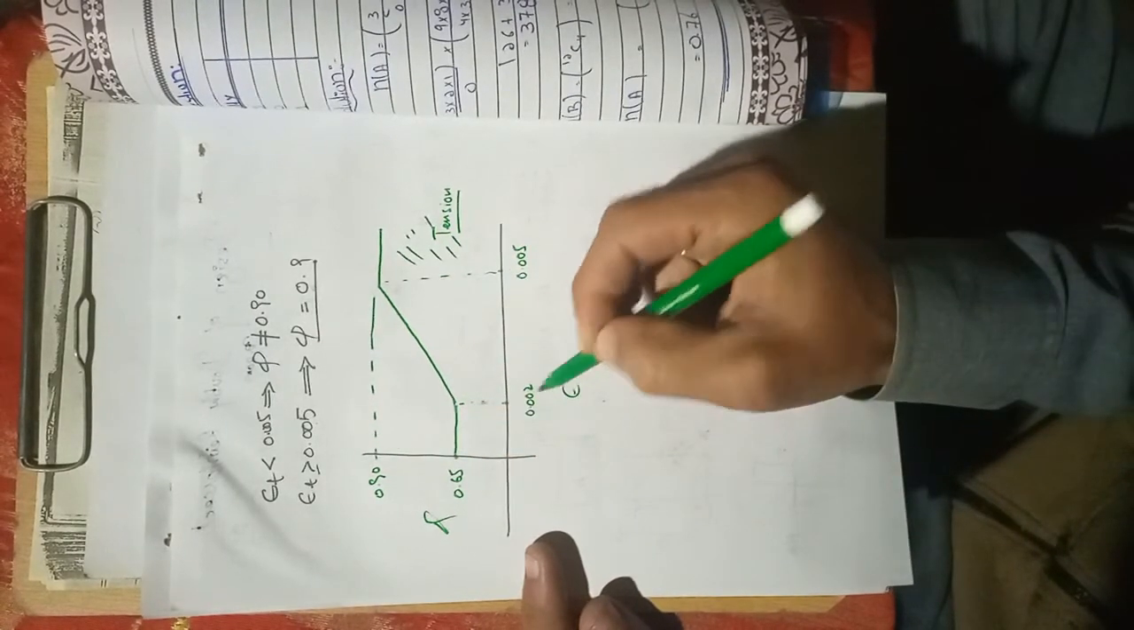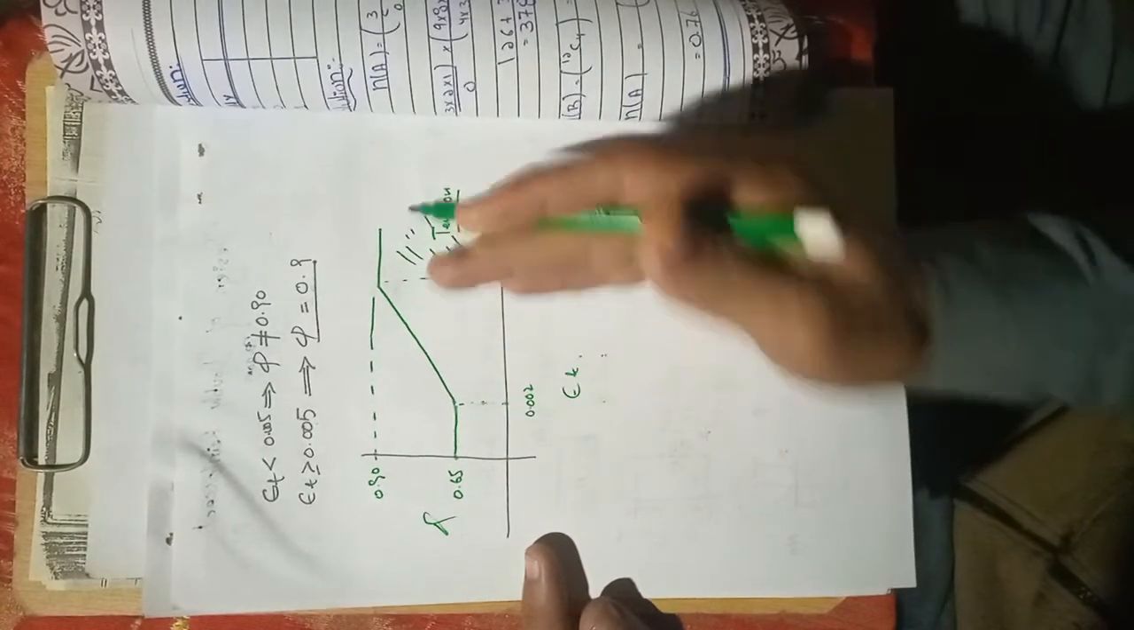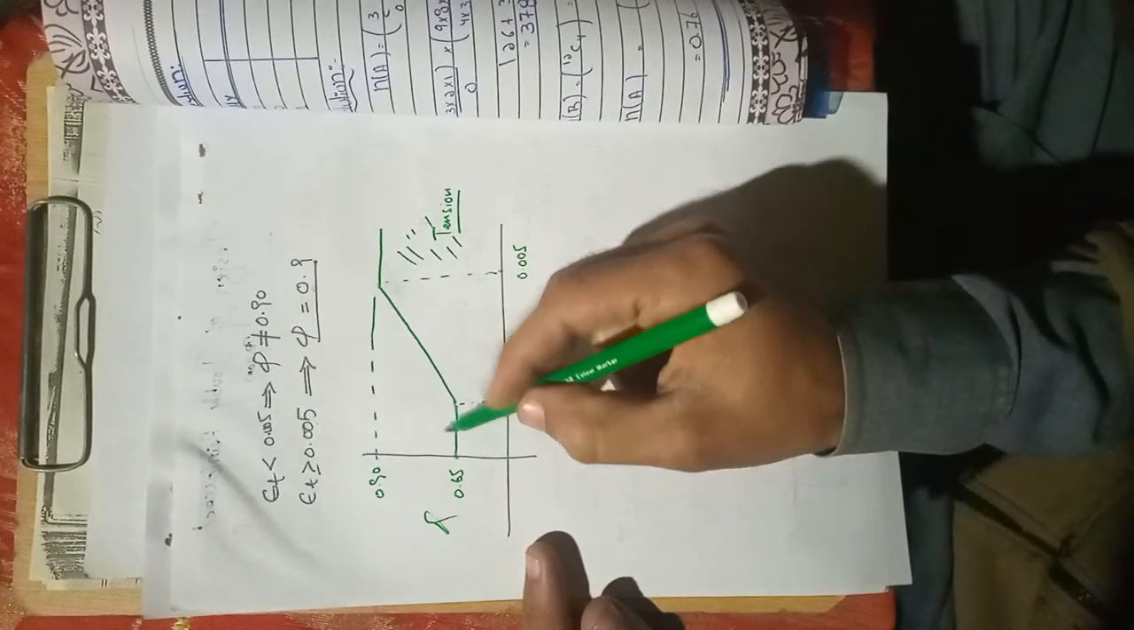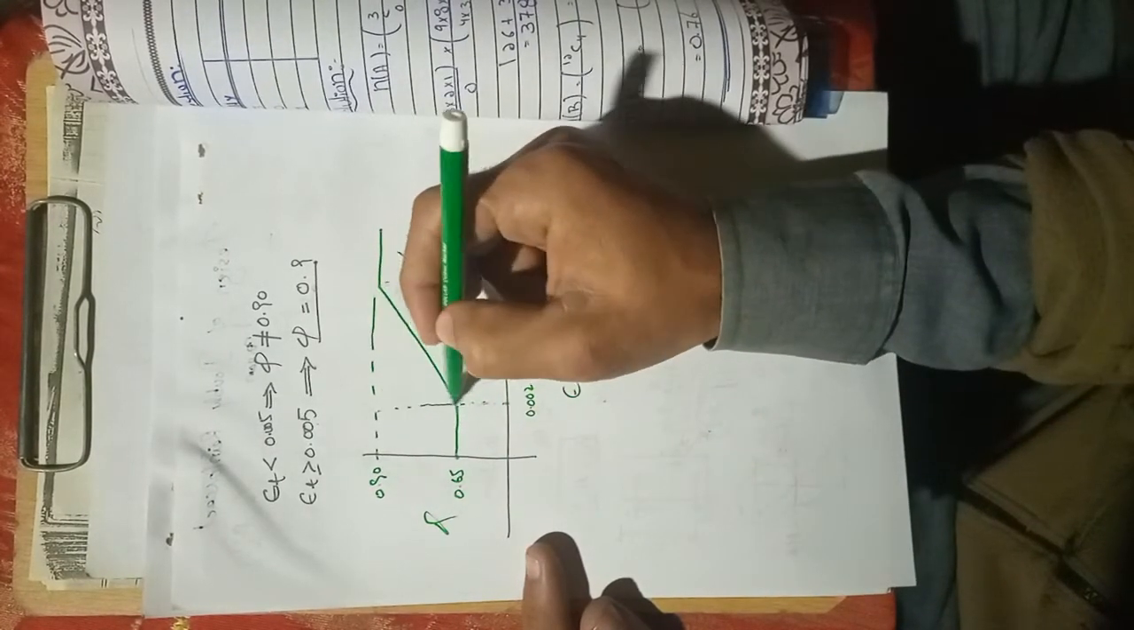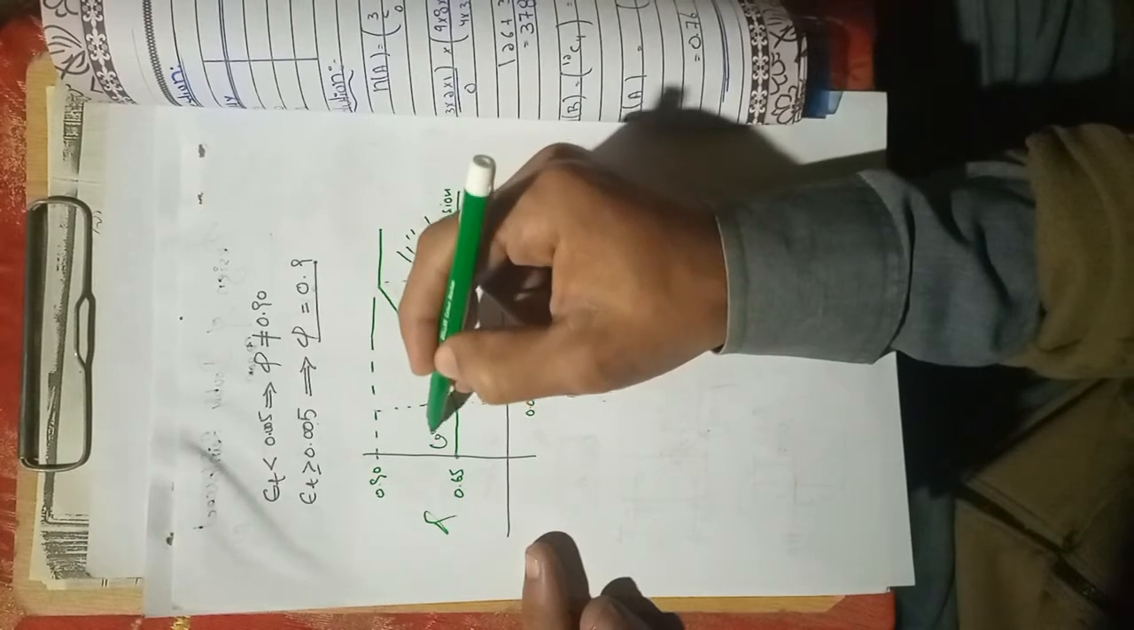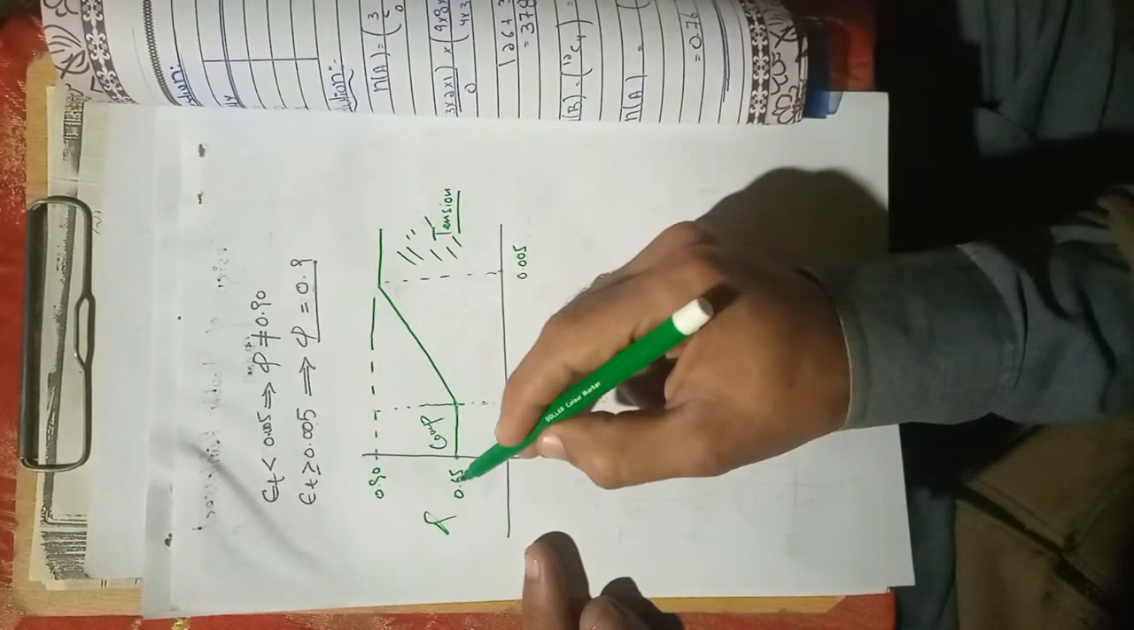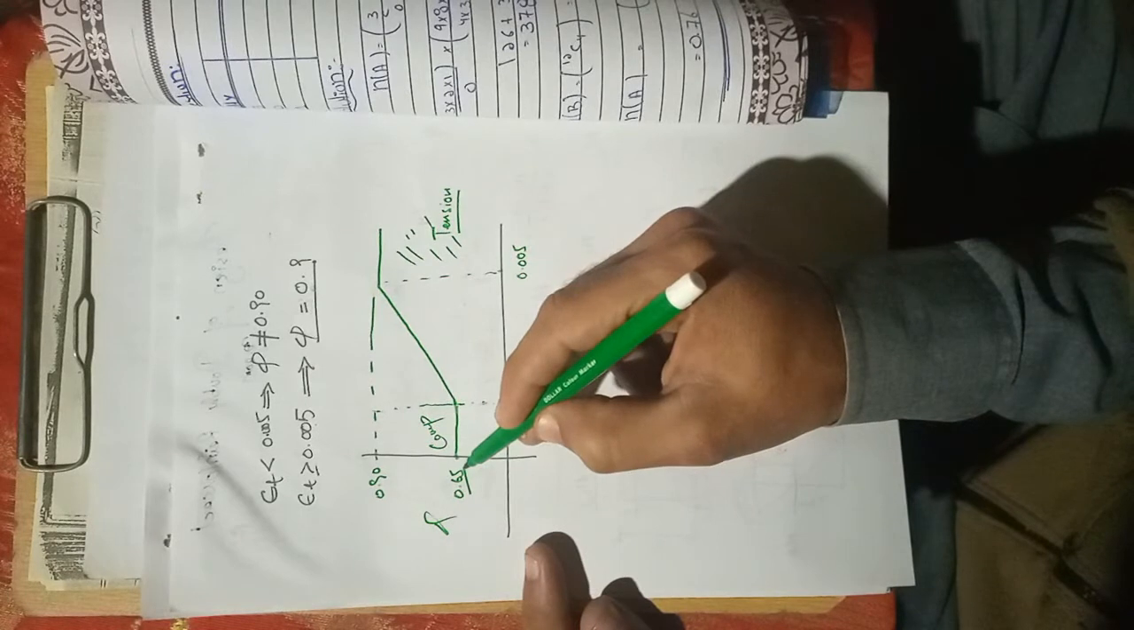If this epsilon t value is equal to 0.002 or less, this means that we are in the compression zone. This is a compression zone, right? And in this stage your phi value will be 0.65.